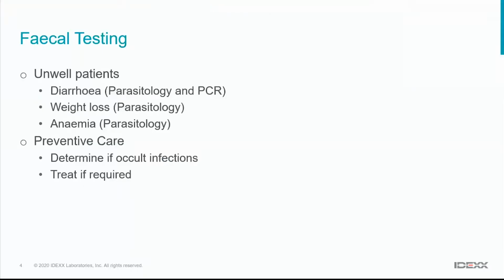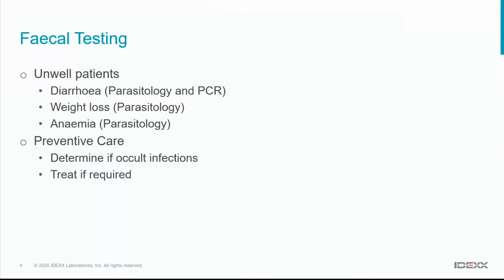So, what are some of the indications for doing fecal testing? And we're talking about parasitology here. I guess for me, we're probably going to divide it into two groups. There's looking at patients that are unwell. So, a patient with acute or chronic diarrhea, depending on the setting, we may well be doing PCR, but certainly should be looking at parasitology as well in every case.